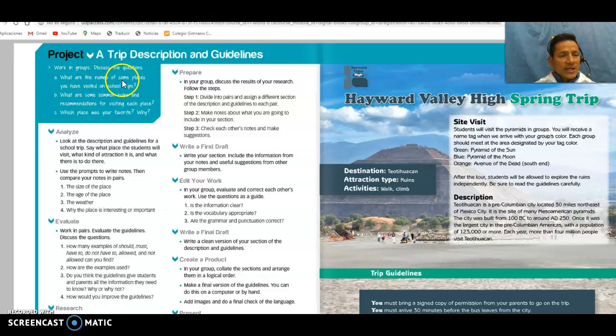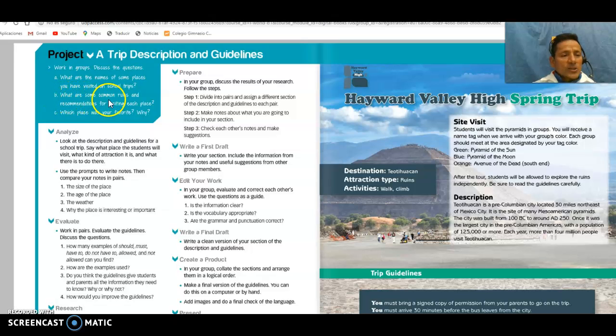Also, what are the names of some places that you have visited on a school trip? If you have an special pedagogy day to go somewhere, you can write. So, for example, we went to La Guajira, so you write here.